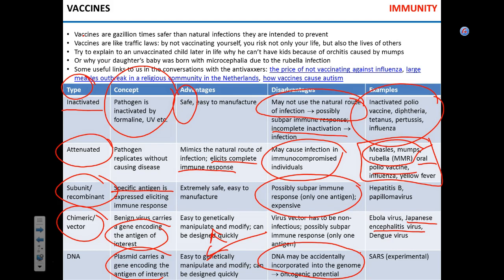We'll talk about vaccines a little bit more. So I used to have a whole rant about the common anti-vaxxer arguments. I don't do it anymore. Useless. So basically, what we need to think about vaccines is that they're safer than the natural infections. Okay? That makes sense? They're safer.